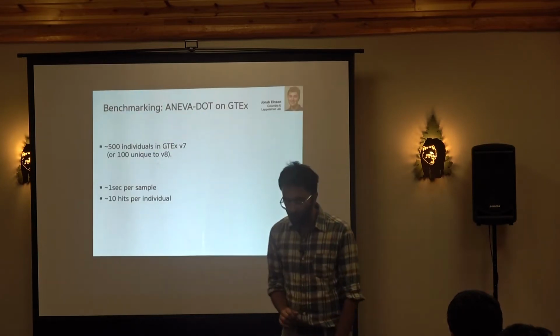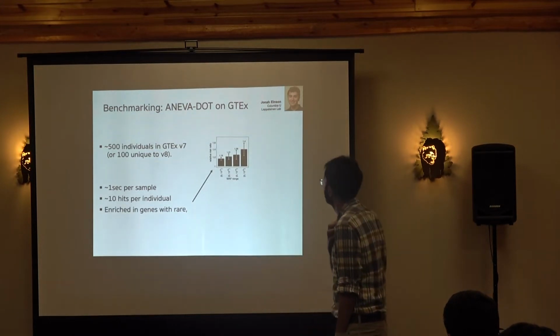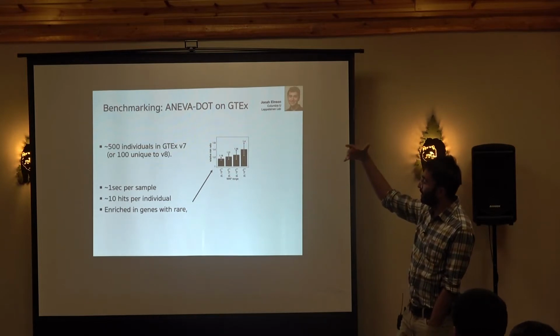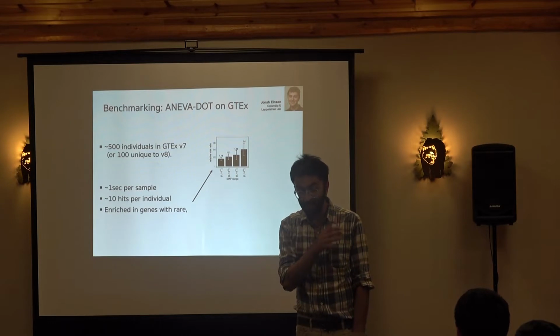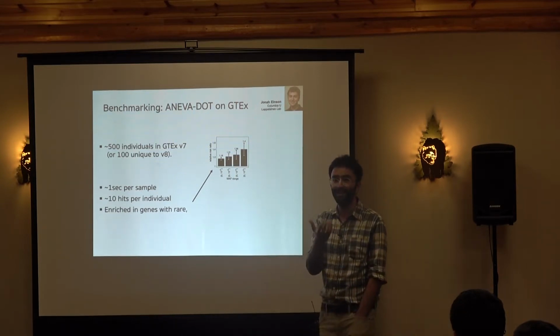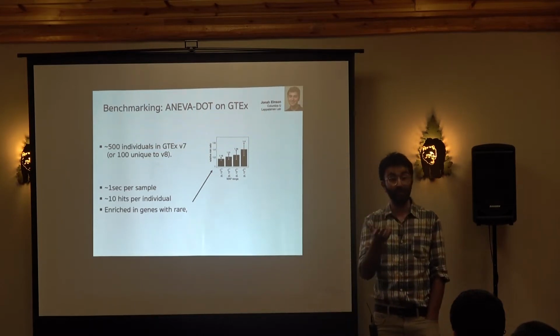All right, so we tested this on GTEx data. This was done by Jonah in Thule's lab. We ran this on around 500 individuals in GTEx. This takes about a second to run per person, and it comes back with around 10 hits in a sample. So 10 genes come out that we think are outliers.